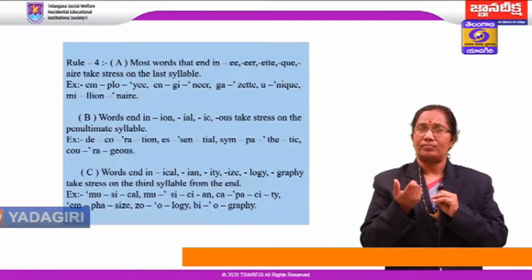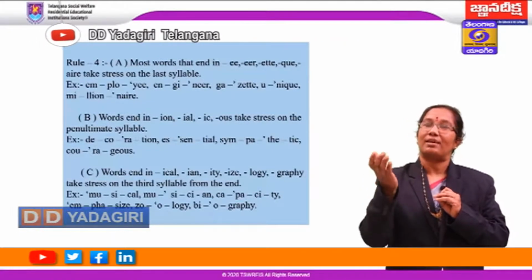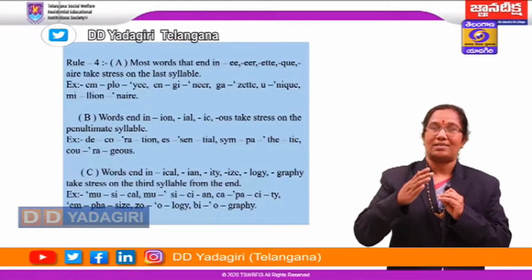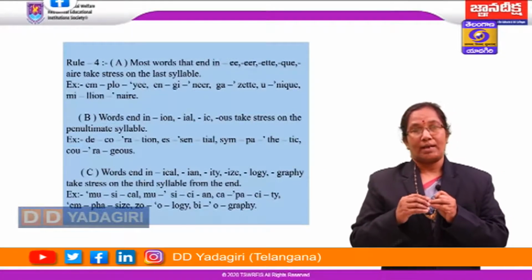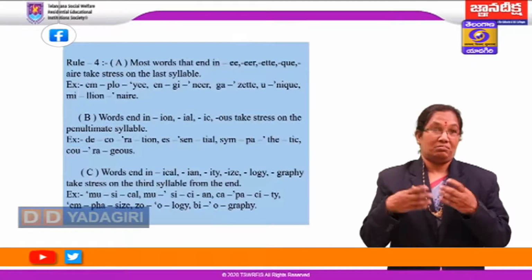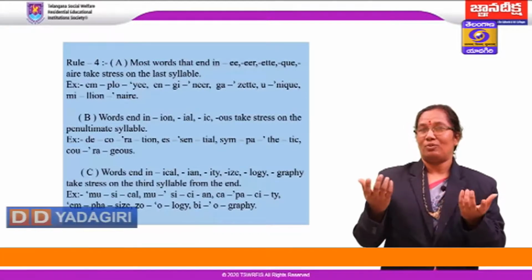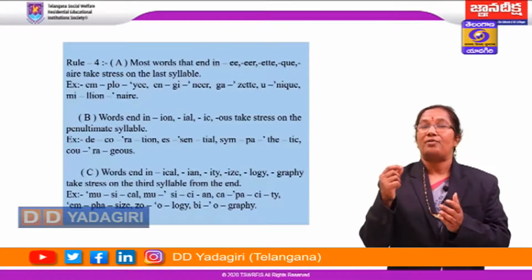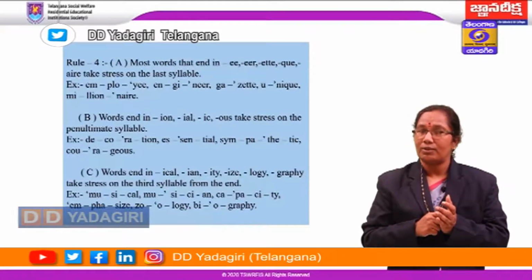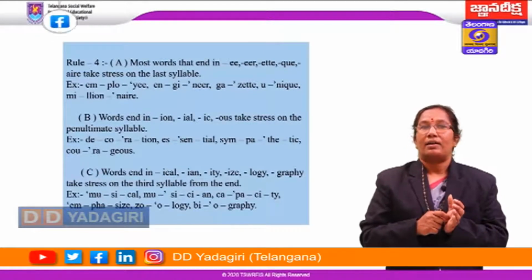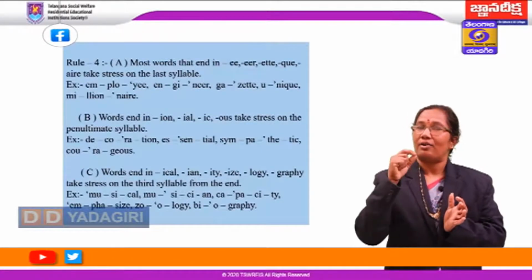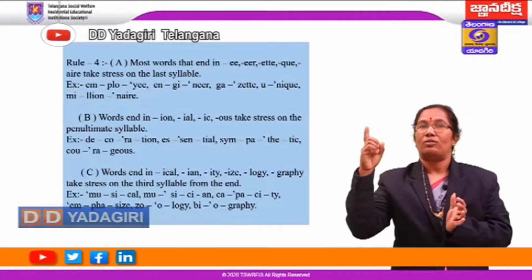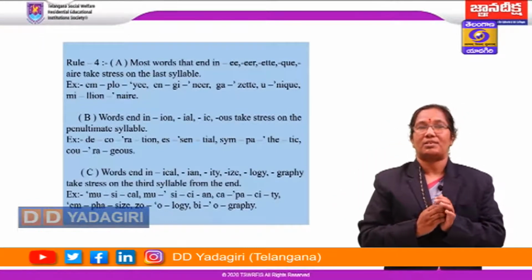What do you mean by penultimate? Ultimate is the last. Penultimate is the second from the last. So the penultimate syllable means the second syllable from the last. Let us look at the examples. For ION, can you give examples? Examination, decoration, celebration, and so on. You can have many words with ION. Write down such words and try to put the right stress mark. For example, in the word decoration, where do you put the stress mark? Decoration. The second syllable from the last, so the syllable 'ra' takes the stress.